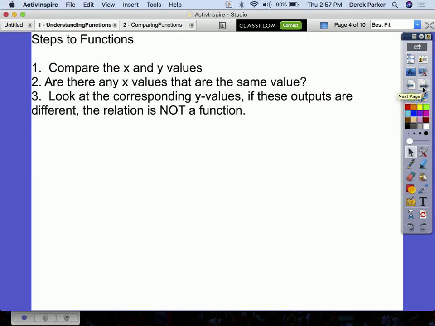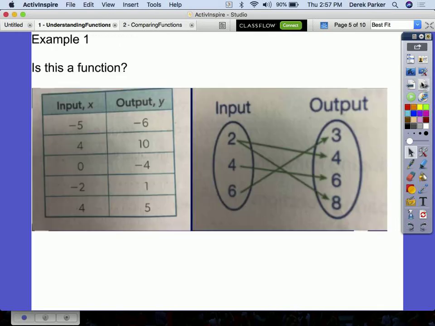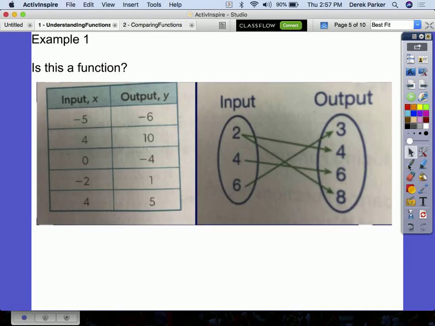Steps to functions. Number one, compare the x and y values. Are there any x values that are the same value? Look at the corresponding y values. If these outputs are different, the relationship is not a function. Is this a function?